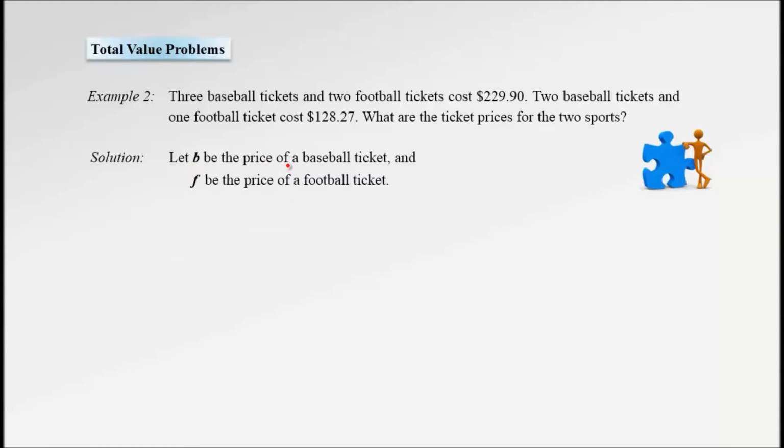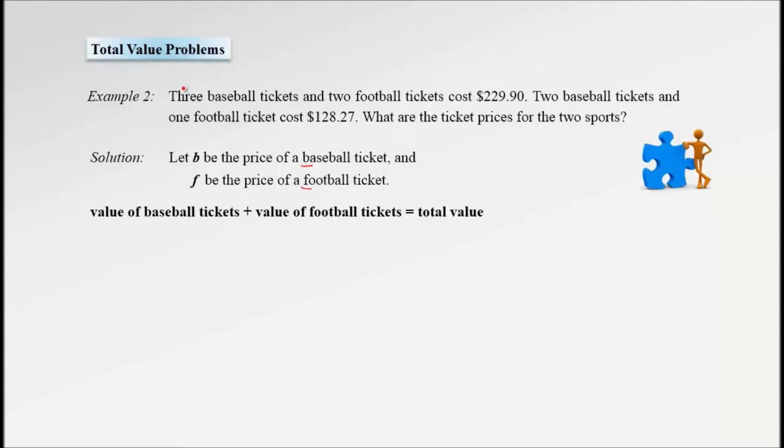Let B be the price of a baseball ticket, because it starts with B. And let F be the price of the football ticket. Now we're going to use a common sense pattern. To get the total value of the tickets bought, we need to add the value of all baseball tickets and the value of football tickets. Okay, let's try to use the information from the first sentence and convert it into an equation according to this pattern.